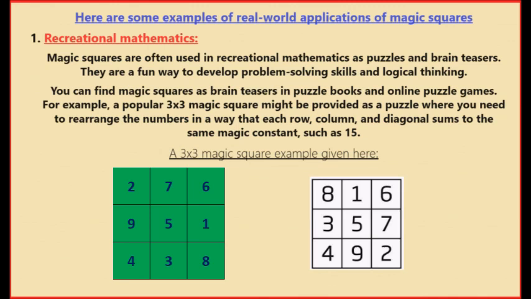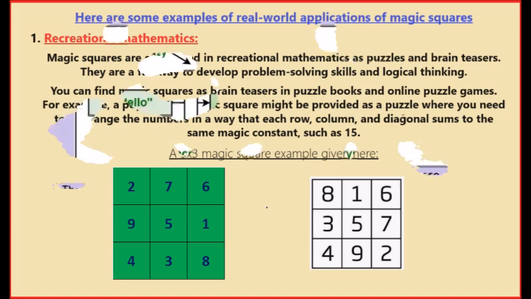1. Recreational mathematics. Magic squares are often used in recreational mathematics as puzzles and brain teasers. They are a fun way to develop problem-solving skills and logical thinking. You can find magic squares as brain teasers in puzzle books and online puzzle games. For example, a popular 3x3 magic square might be provided as a puzzle where you need to rearrange the numbers in a way that each row, column, and diagonal sums to the same magic constant, such as 15. A 3x3 magic square example is given here.